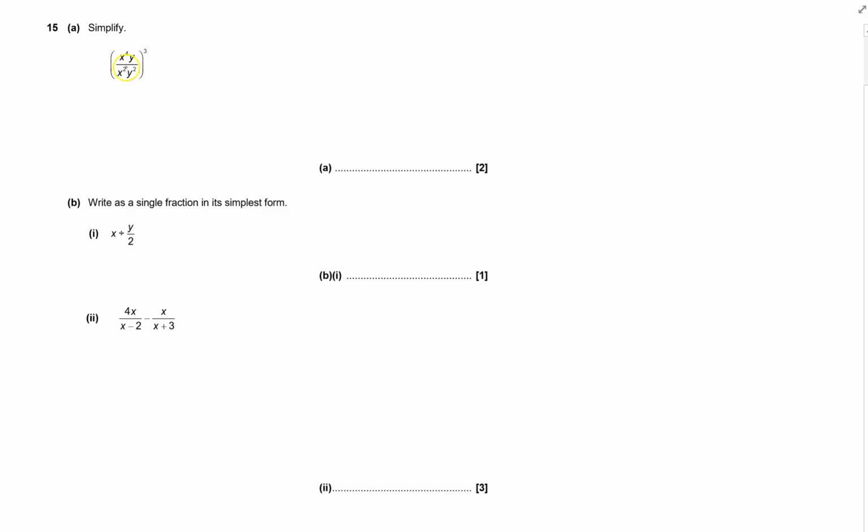Okay, so this is this expression cubed, so that means it's x to the power 4 y over x squared y squared times by the same thing again and times by the same thing again. You don't have to write it down like this, but it might help explain what's going on.